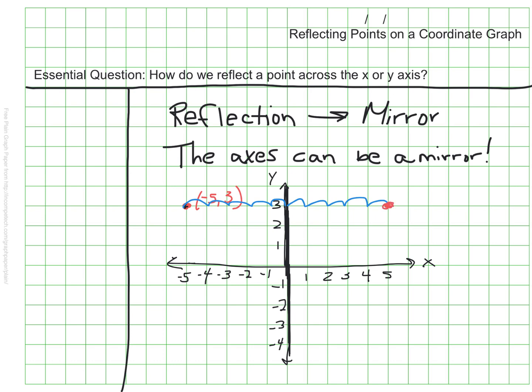Notice that the height of the point, the y value, did not change. I went from -5, 3 to 5, 3, and these points are now on the opposite side of the y-axis because it has been reflected across the y-axis. Let's look at another example, this time reflecting across the x-axis.